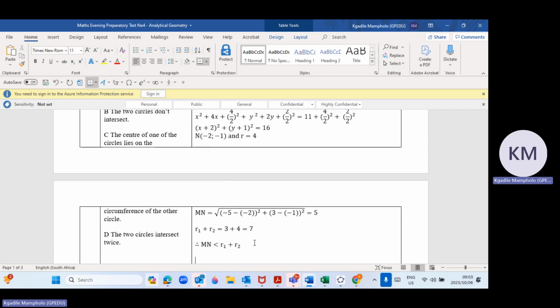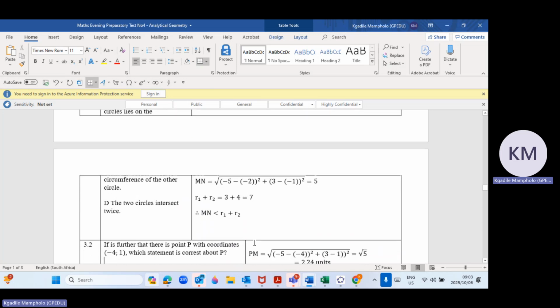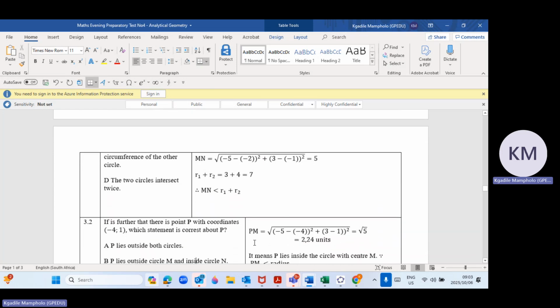It means the correct answer will be D. The circles intersect twice because the distance between the centers is less than the sum of the lengths of the radii, radius 1 and radius 2. Now, the answer is D in this case.